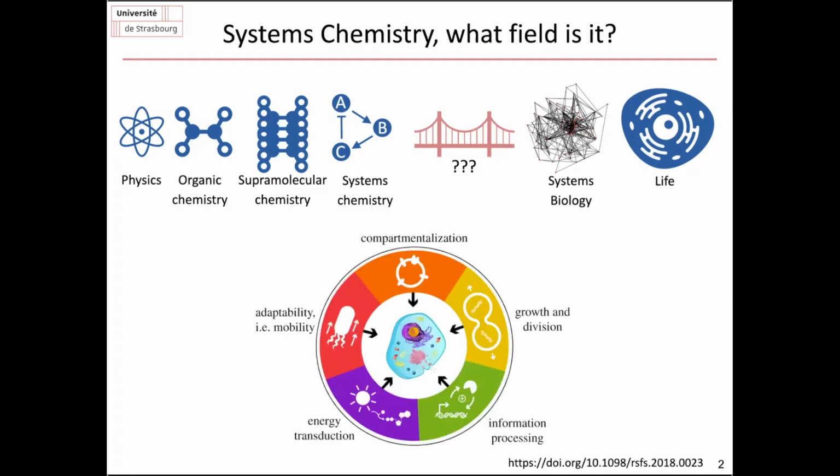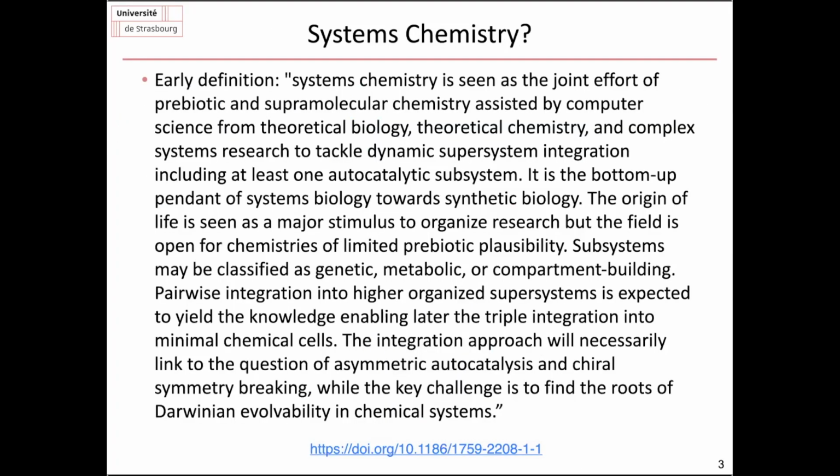Other elements that I won't touch upon that are important in systems chemistry are formation of compartments. So you can think about coacervates, liposomes, any way to localize components in different parts of your system. Growth and division, information processing, we won't go there, energy transduction and motility or mobility, and that all comes together in that field. So very interesting. This is a definition. You can read it later if you want.